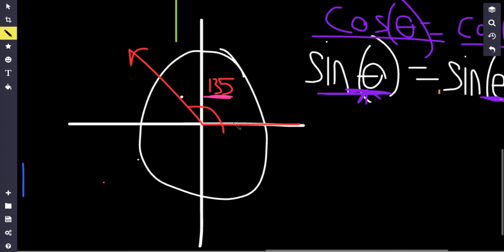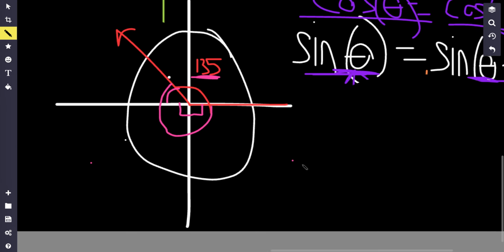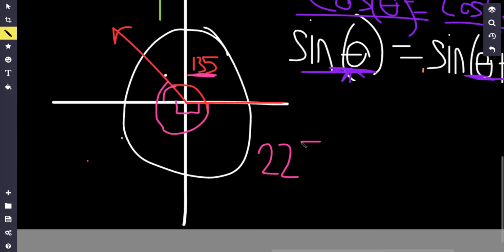Well, all you have to do in this case is go counterclockwise and measure the angle from there. So if you go counterclockwise, this is 90 degrees, this is 90 degrees, and this is going to be 45 degrees. So 90 plus 90 plus 45 gives me 225. And you just slap a negative sign in the front, and that is the negative counterpart of this positive angle.